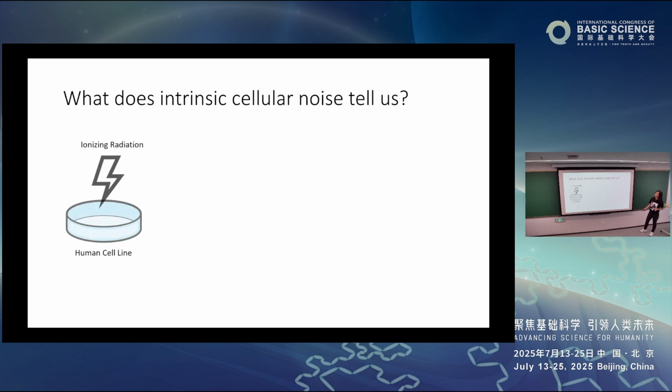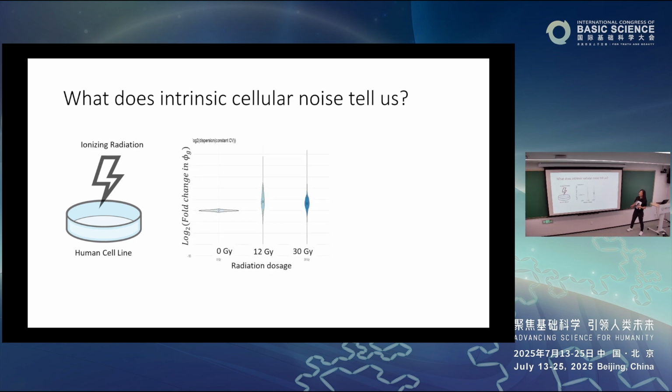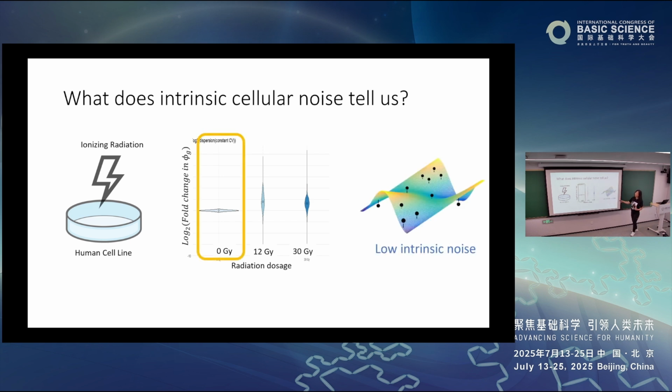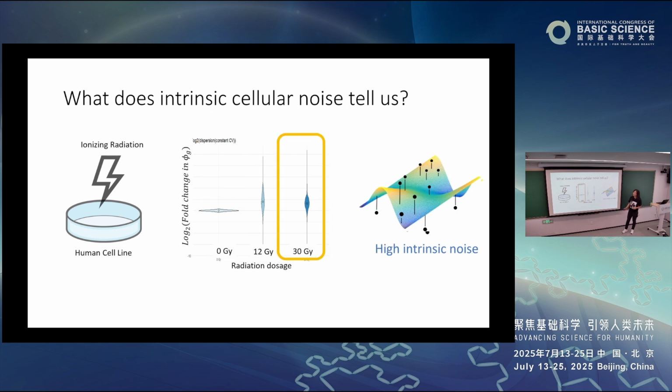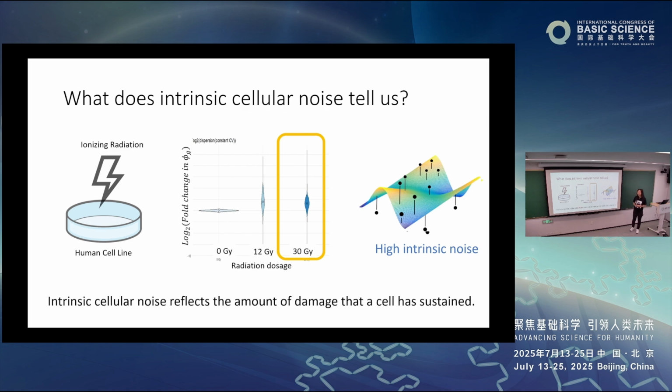And then we can ask, what does this intrinsic cellular noise tell us? So we looked at an experiment where cells are exposed to ionizing radiation, which is supposed to inflict heavy damage to the cells. So you see that when the radiation dosage increases, our gene level noise increases. So that basically means that when there's no radiation dosage, we're in a low intrinsic noise scenario. When there's a high radiation dosage, we're in a high intrinsic noise scenario. What that means is that intrinsic cellular noise reflects the amount of damage a cell has sustained. Okay, so it's a meaningful measure of damage.